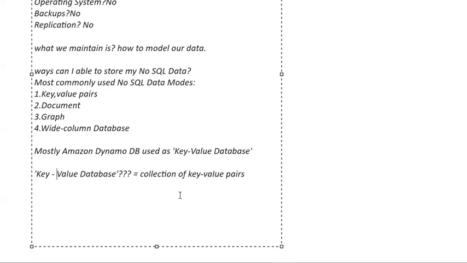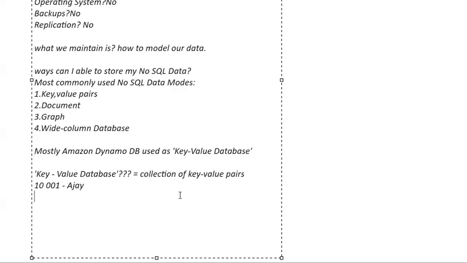So let's write some key value pairs. Let's see how the keys will be. The keys will be like 10001. For this particular key, let's say I put the value as Ajay. So like this, you can have many keys. 1002 is a key for Sai.